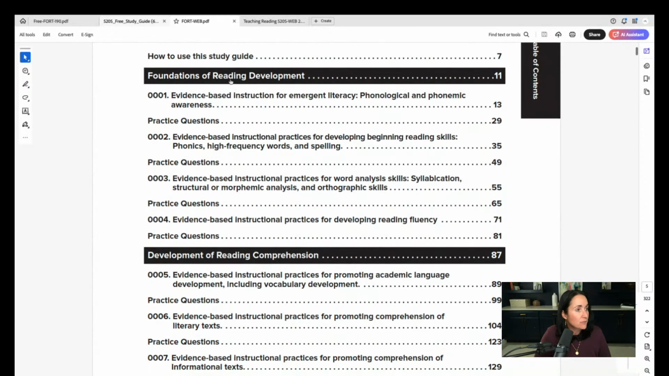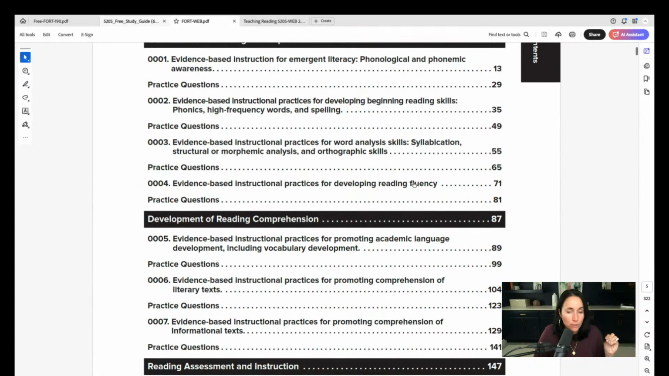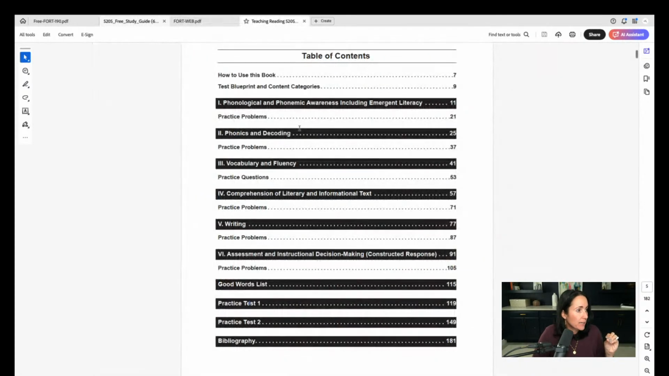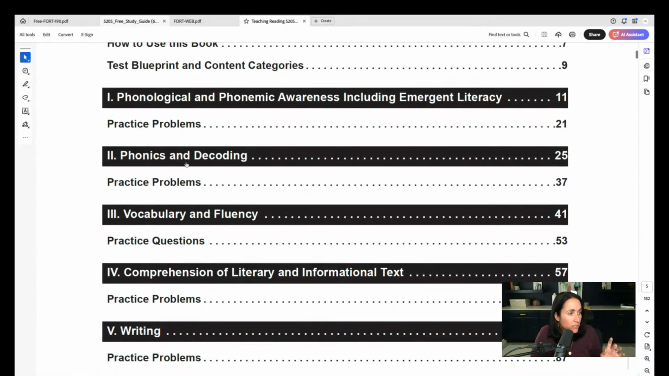So Foundations of Reading, you've got phonological and phonemic awareness. You've got phonics. Okay. Then you have this for Foundations of Reading segments out morphology. So it's word analysis. And then you have fluency. Let's hop over to Teaching Reading. Same thing, phonological and phonemic awareness. Let me zoom in a little bit so you can see. Phonics and decoding, and vocabulary and fluency.